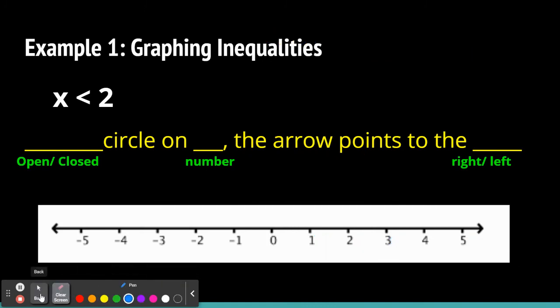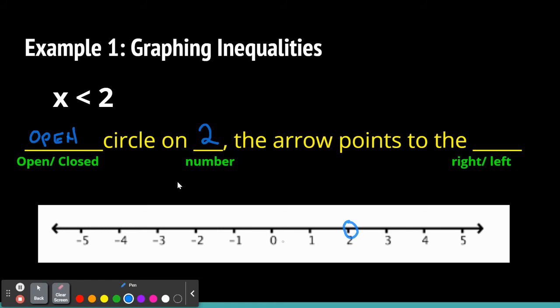Clear that last page. All right. So let's go ahead and try this out. I'm going to start actually right here with the number. What number are we starting on here? We're starting on 2. Okay, so we're going to start at positive 2. And do we want an open or closed circle at 2? We're going to want an open circle because it is just less than. All values less than 2.